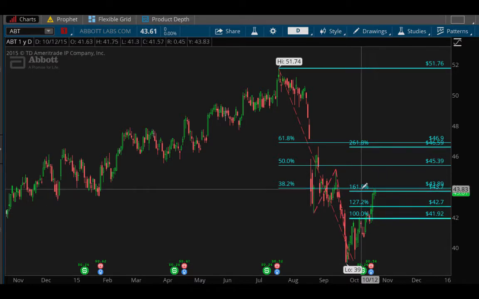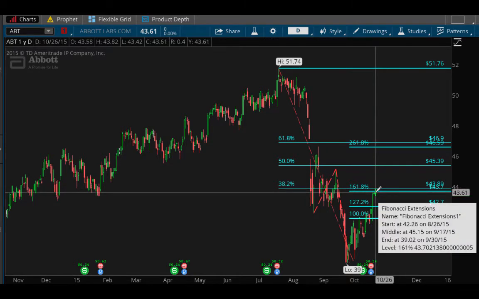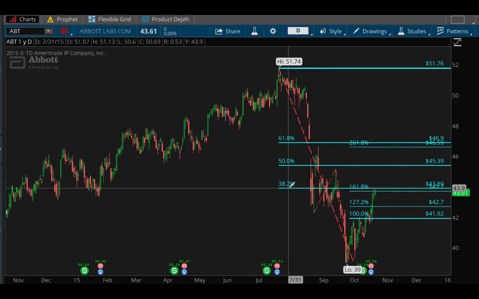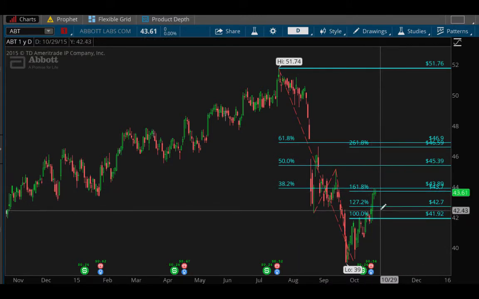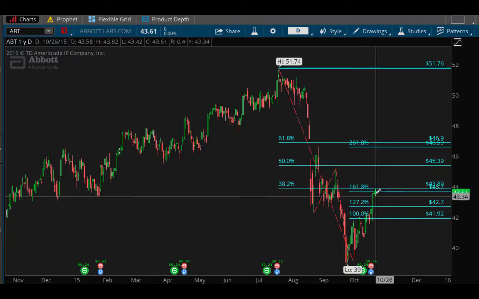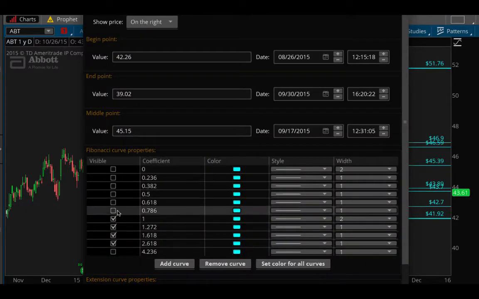and you can see that this 161.8 coincides with this topping formation which is happening on Abbott. It also coincides with the 38.2. So now we have two indicators that there could be some resistance at this level. Let's get rid of these extraneous numbers.